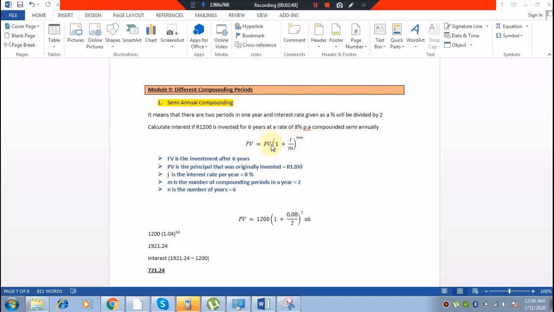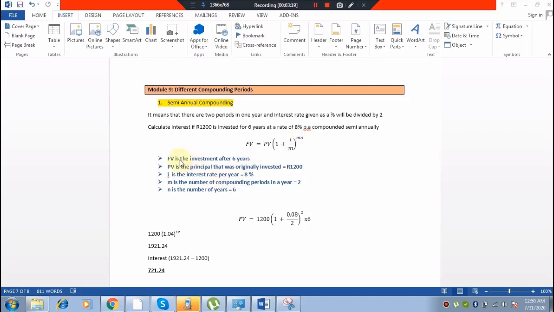FV is equal to present value times 1 plus interest, which is the 8%, divided by how many times the period, that is 2, and we raise that to the power of 2 times the number of years. We are going to do that for the next 6 years, making 2 payments every year. So how many payments are we going to make after 6 years? That should be 12. So let's go see how that will work out.